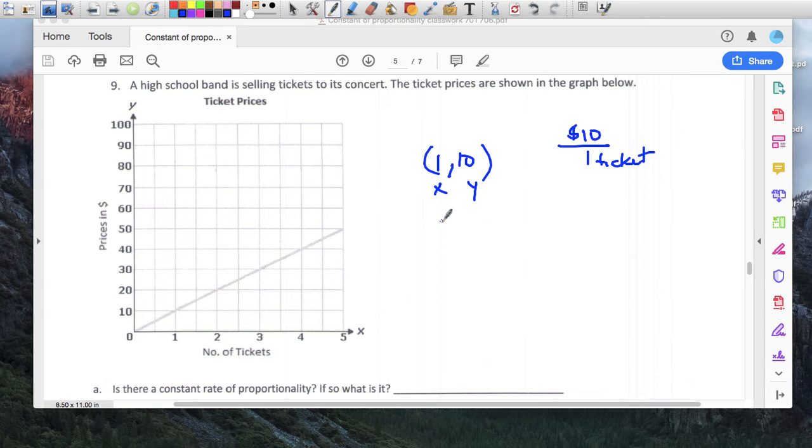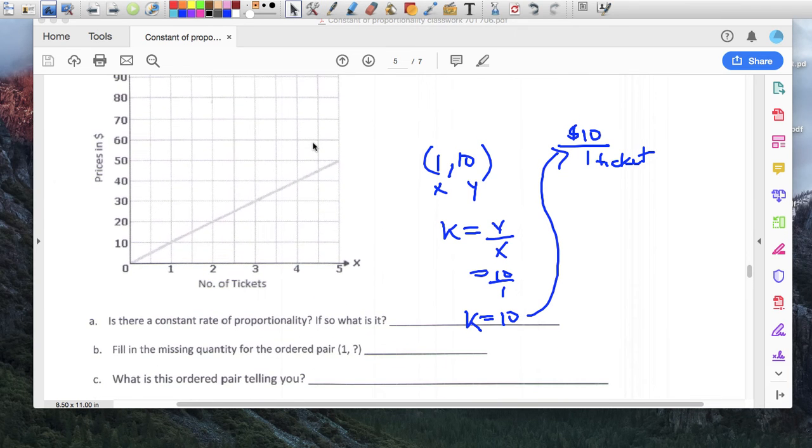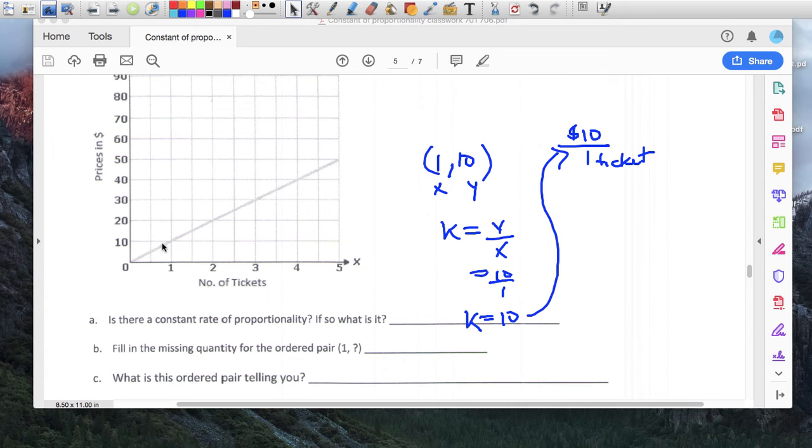If you wanted to do k equals y over x, just double check. y equals 10, x equals 1, and you see that the constant of proportionality is 10. And then if you change it to unit rate, ta-da, it becomes 10 over 1. Okay, so we answered that question. I'm not going to erase that. We're filling in the missing quantity, the ordered pair with 1. Well, 1 matches with 10, so 1 ticket is $10.